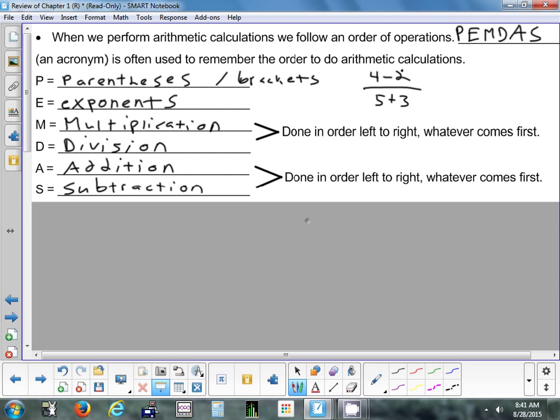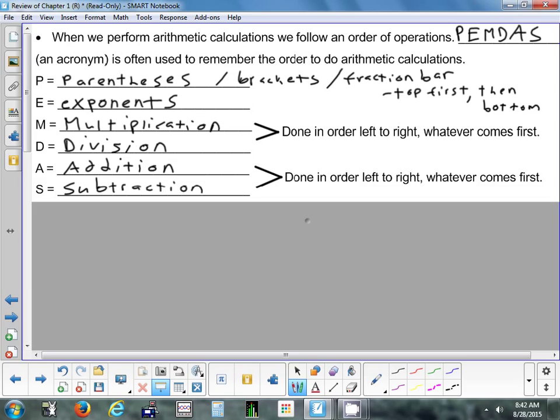And Mr. Hager mentions the fraction bar. With a fraction, what math operation is that bar representing? Division, right? Keep that in mind, that's another big one as the year goes on. Any fraction is really a division problem. You can always make a fraction into a decimal by dividing the top number by the bottom number.